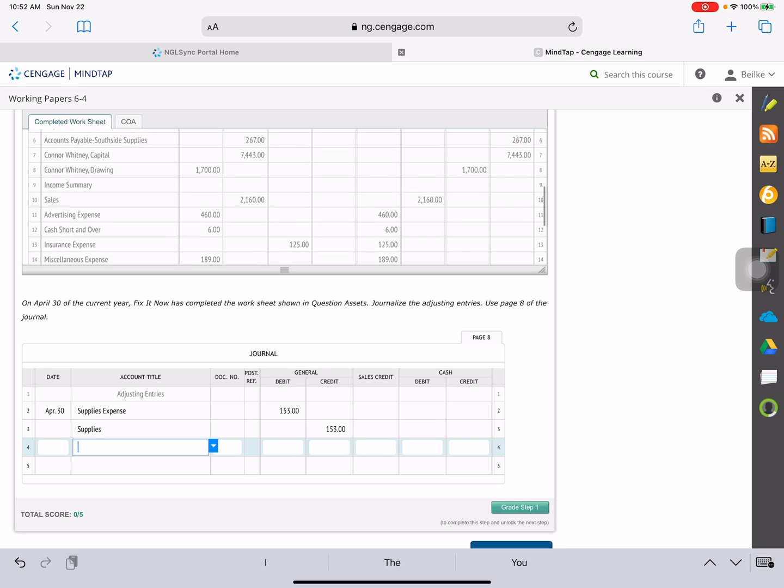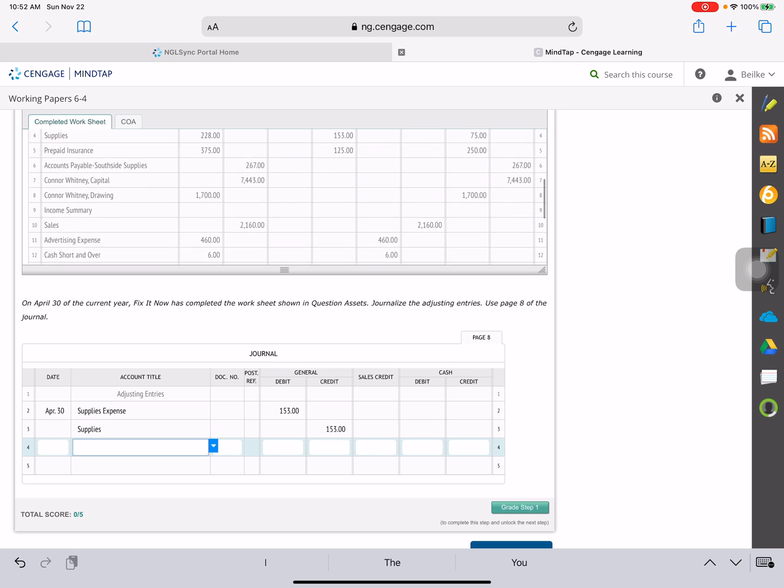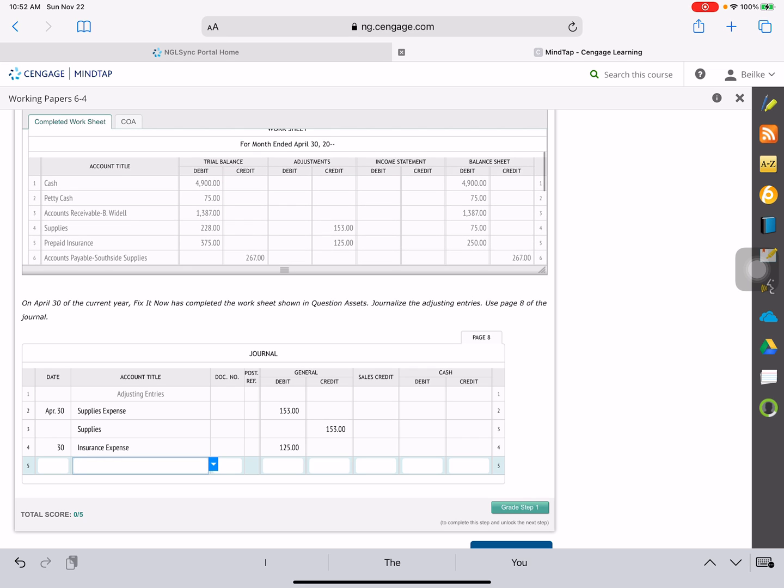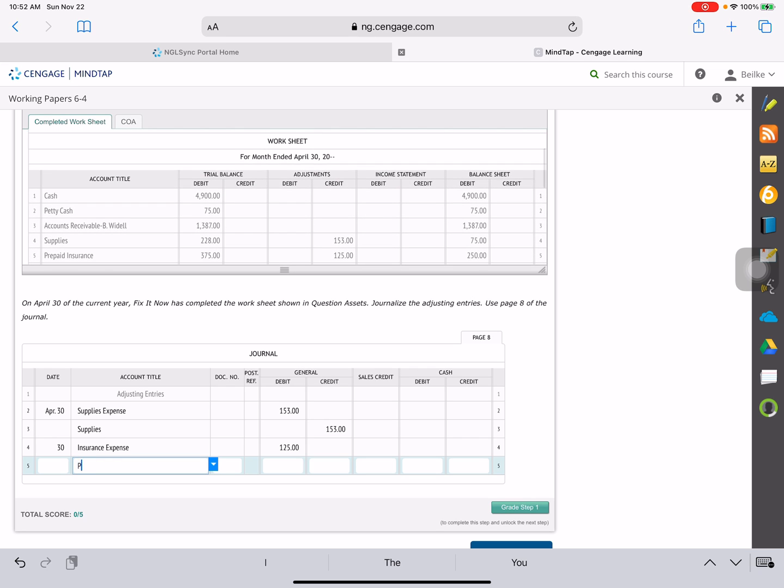Our second entry is going to be to our insurance. When we look through our adjustments column, the debit part of our insurance adjustment is to insurance expense. So the date is the 30th, and we will type in insurance expense. The amount is $125. The credit goes to our prepaid insurance.